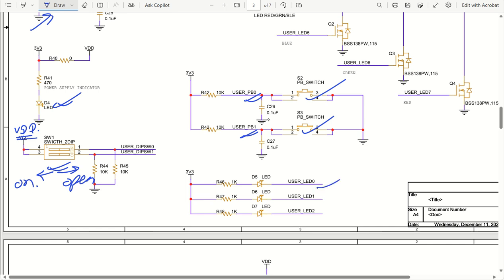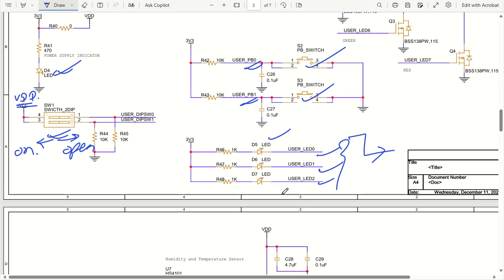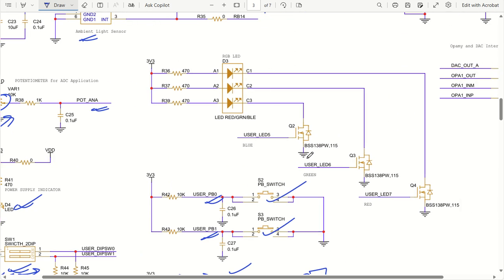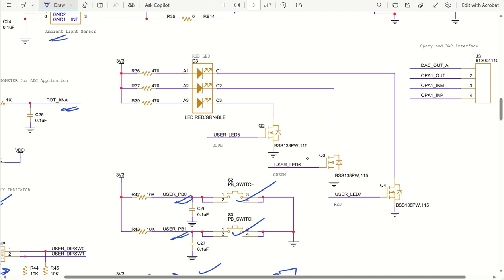Then these three user LEDs 0, 1, 2 are being used as a sink pin to the microcontroller, and whenever my microcontroller pin is pulled low, the LED will be glowing. However, we must take care of how much current is flowing through these LEDs, because the microcontroller may not be able to sink or source a very high value of current. In that case, one very good method is glowing the LEDs using MOSFETs.